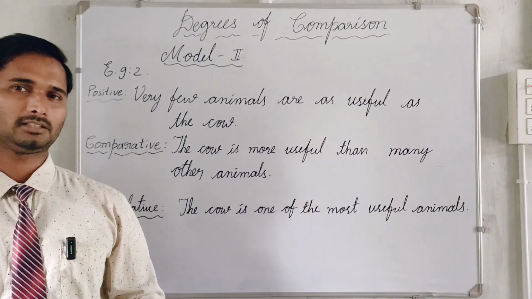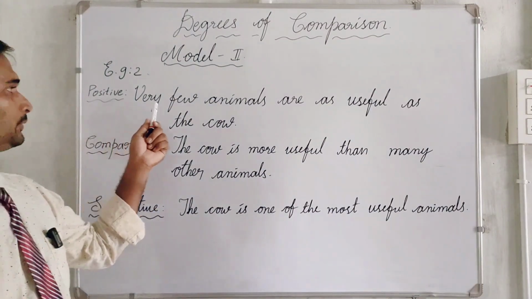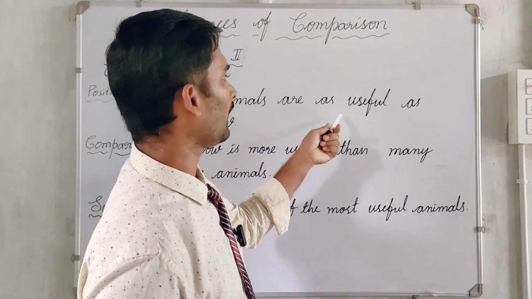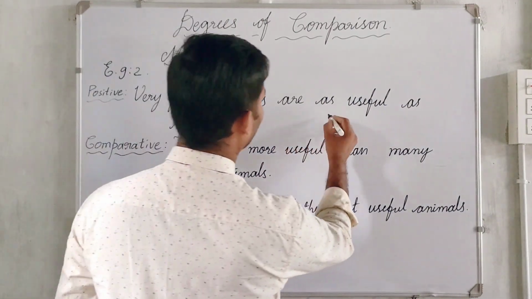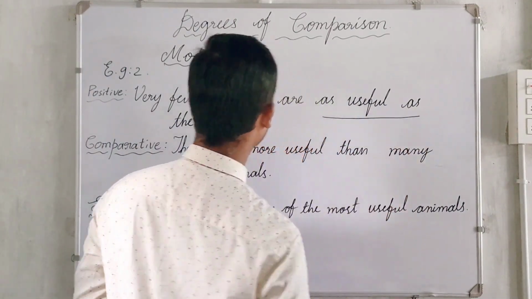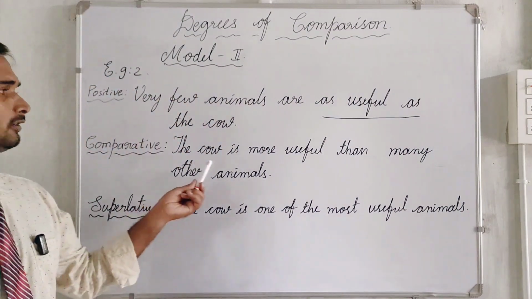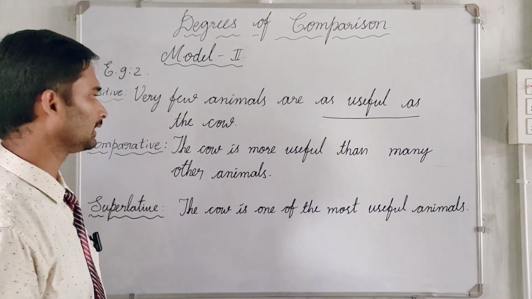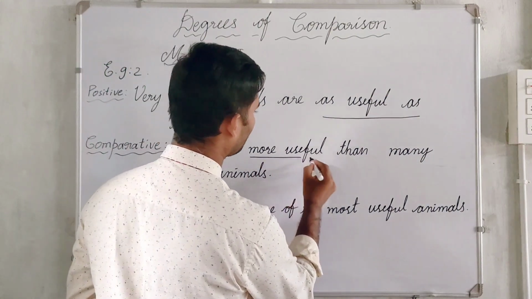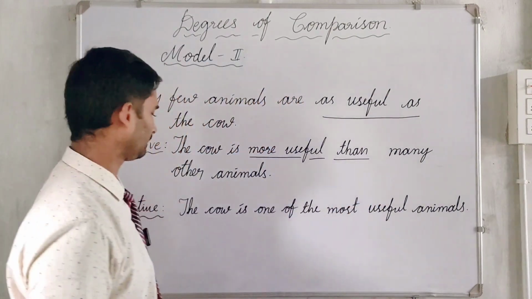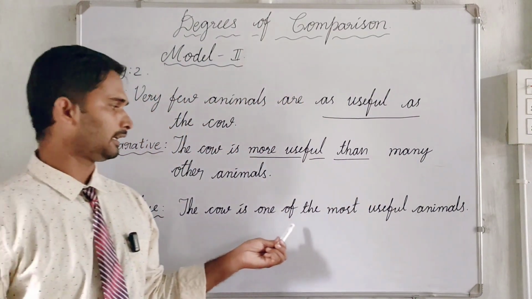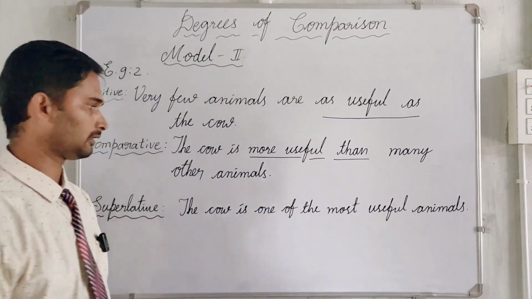Let us learn the models with some more examples. Example 2. Very few animals are as useful as the cow. As useful as the cow, no comparison is made. Comparative: The cow is more useful than many other animals. More useful than. Superlative: The cow is one of the most useful animals.